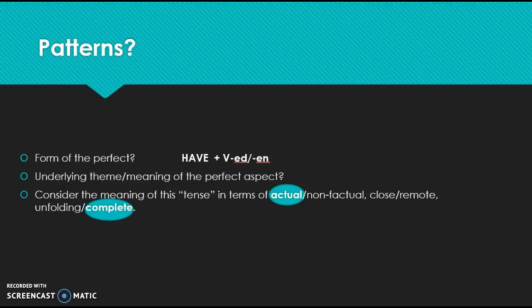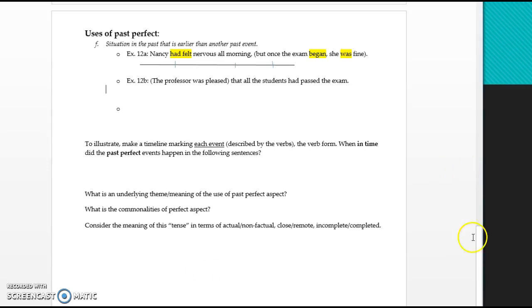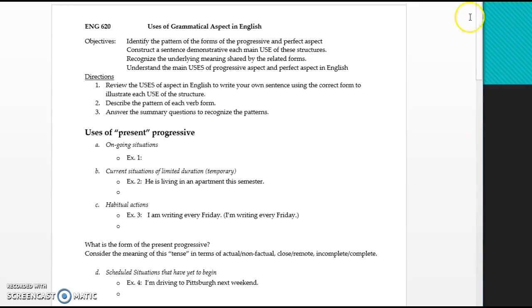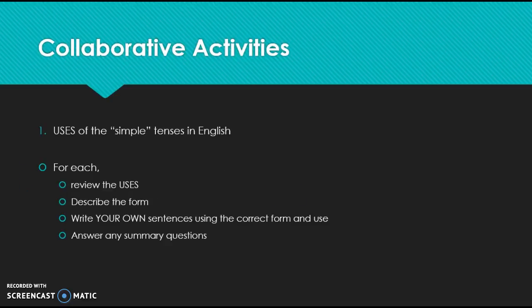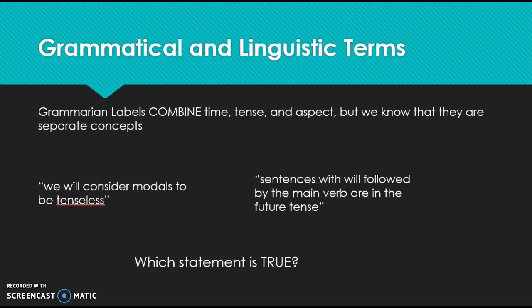So those are my examples for the perfect aspect, and you can use this as an example to complete the collaborative ones on the simple tenses and on the complex tenses. Look at those handouts that are in the module with those and fill those out collaboratively with your classmates. And we'll talk about this more.